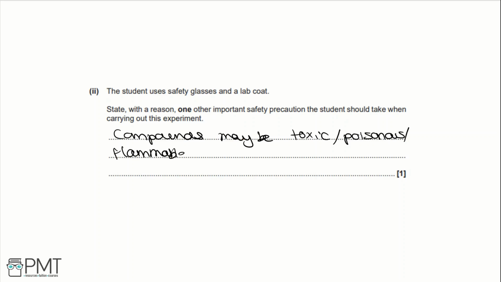Another way to get the mark is saying that lead compounds are toxic or poisonous, and so you need to wear gloves. This gets you another mark. Or saying that methane is flammable, so you need to keep away from fire. This gets you a mark.